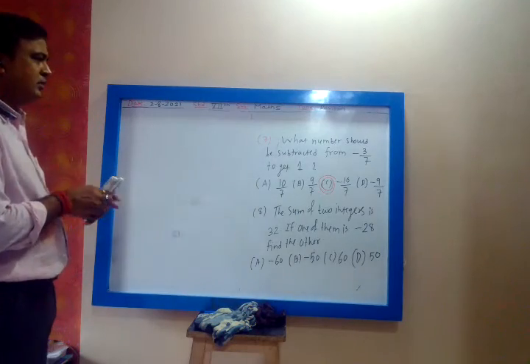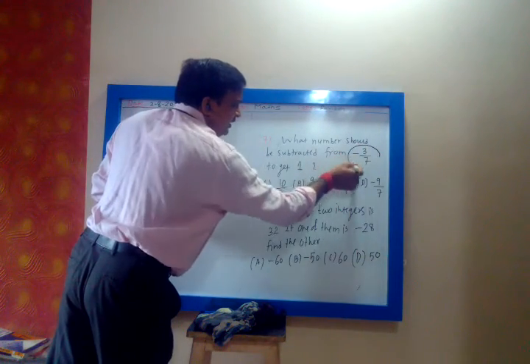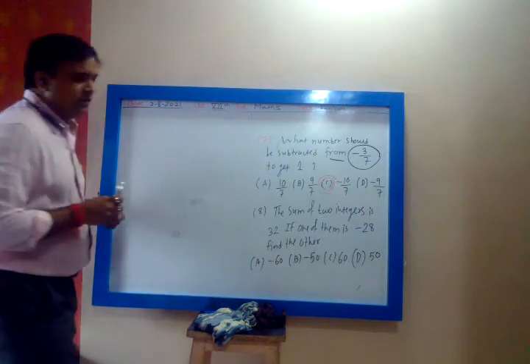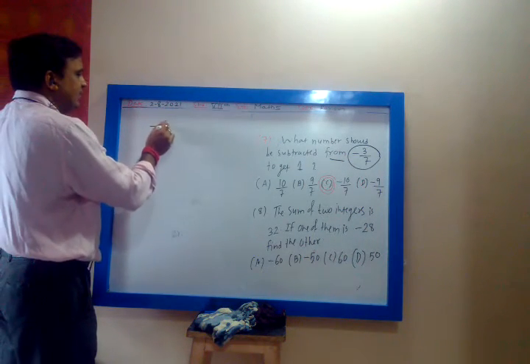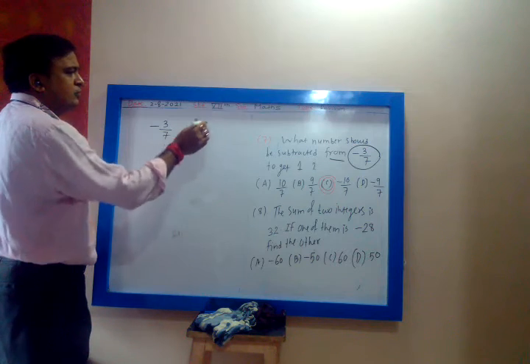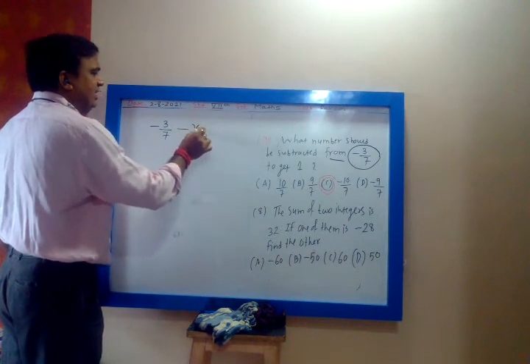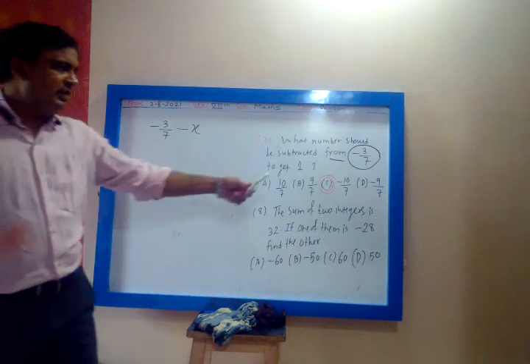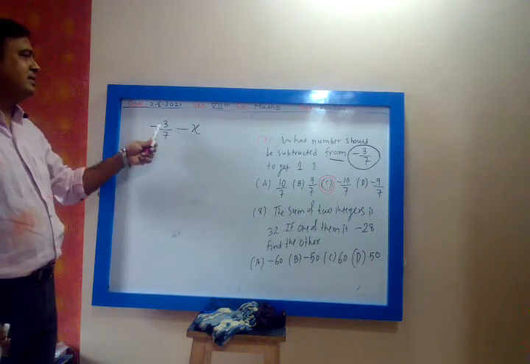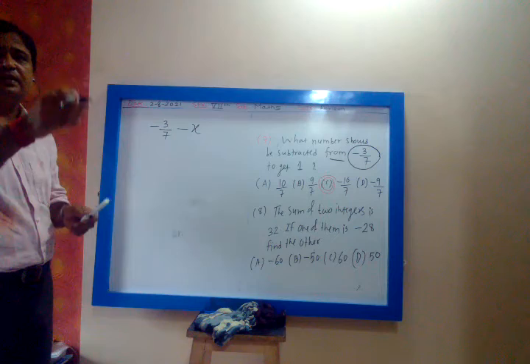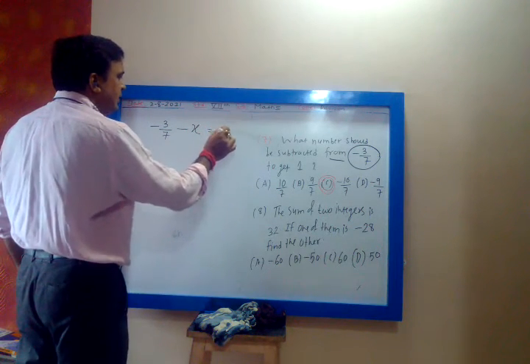Let us check. What number should be subtracted from? Whenever it says from, that number I will write first. So minus 3 by 7. From this number, what number should be subtracted? Subtracted means minus. We subtract x. Whichever number is after from, that number I will write first. Minus 3 by 7 minus x. You will not write x minus 3 by 7. Okay. So we get 1. Get means equal to 1.